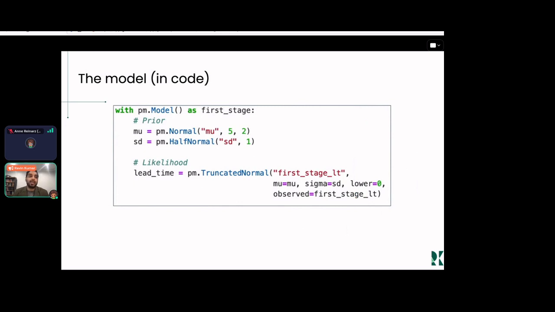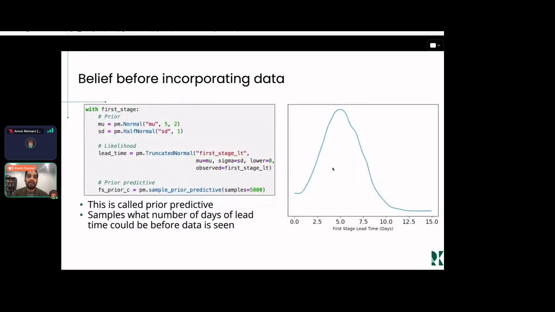And so this is what that looks like in code. This is a PyMC model, and I have all those components there. I have a prior for the mean and the standard deviation. I have a lead time, which is modeled by a truncated normal. Well, actually, let me first sample the prior and see what, before we incorporate the data, we think this would be.